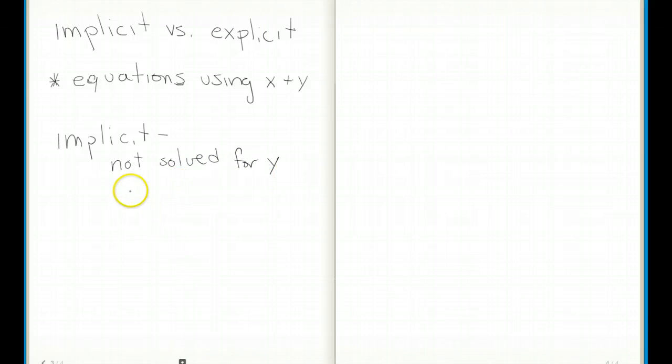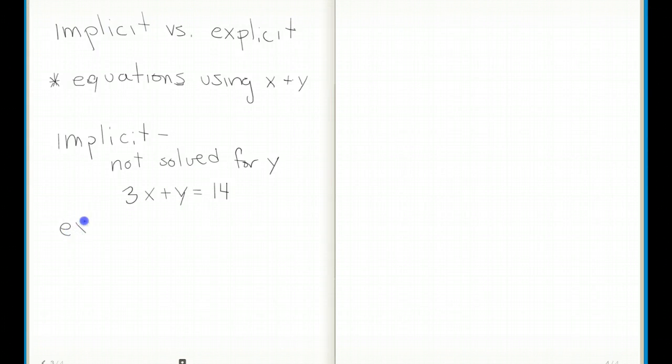And let me give you an example of something like that. That would be something like this: 3x plus y equals 14. This is an equation between x and y, but it's not explicit. It's an implicit equation because it is not solved for y. It's 3x plus y equals 14. The x's and y's are all sort of mixed up over on this side.